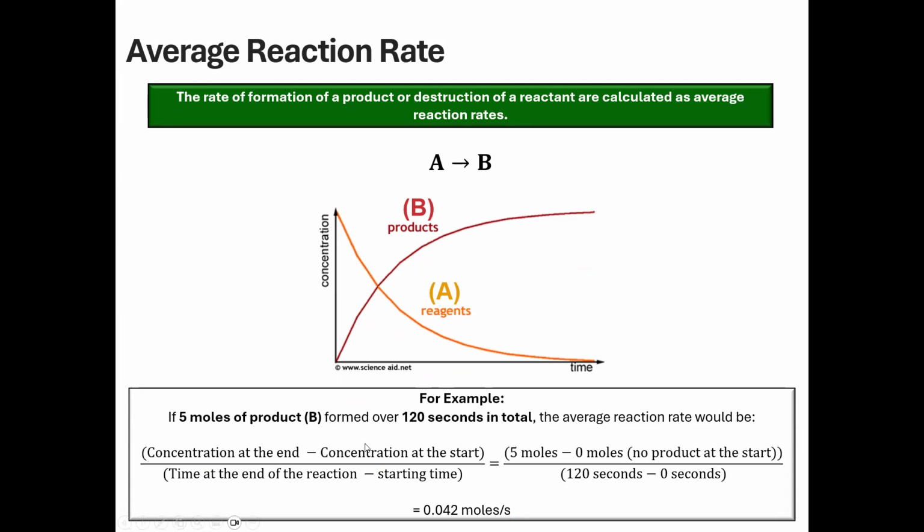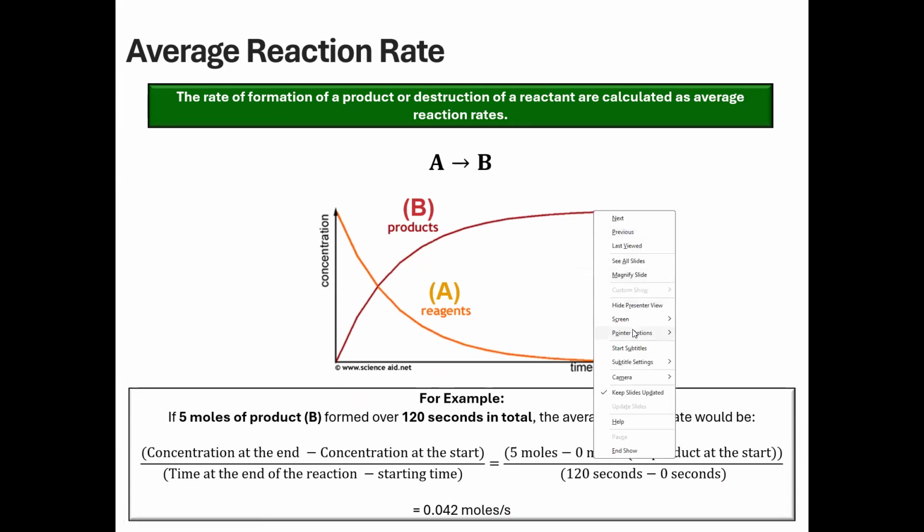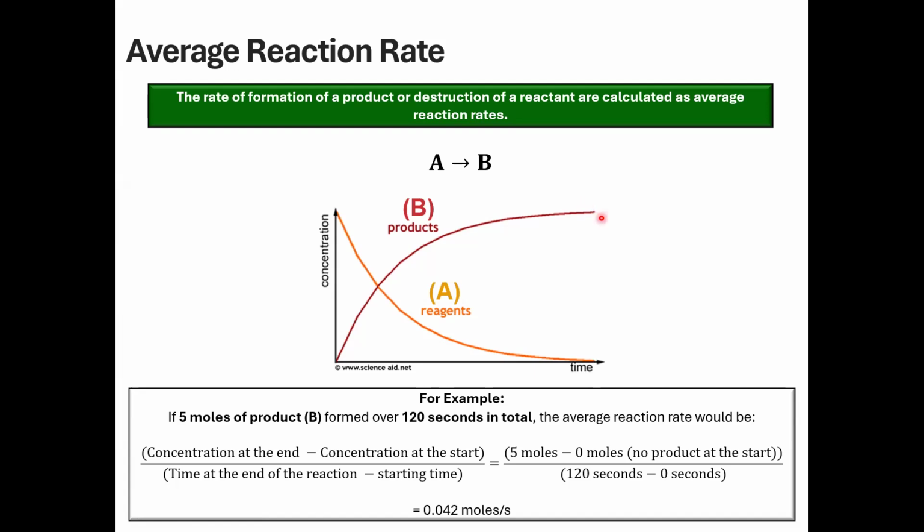I did this quick little example here. Say a question asked you about the end of a reaction, so I'm talking about the end of the reaction here. Say 5 moles of product formed at the end of the reaction and the reaction took 120 seconds in total. If you can picture this graph, it went from 0 to 120 seconds, and at the end, 5 moles of product formed. What would be the average rate of reaction?